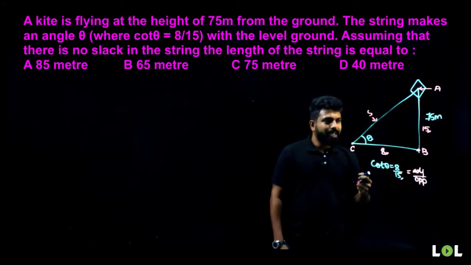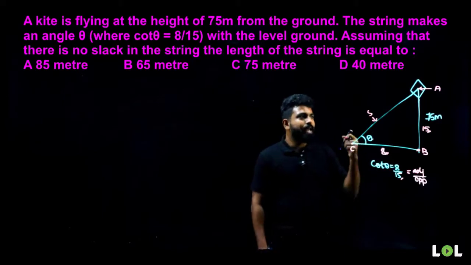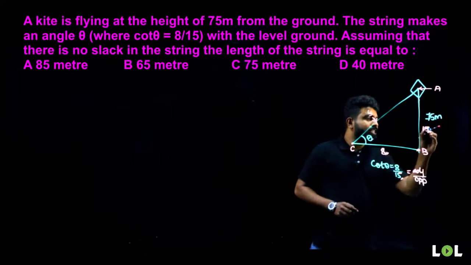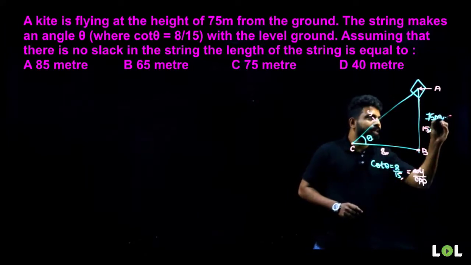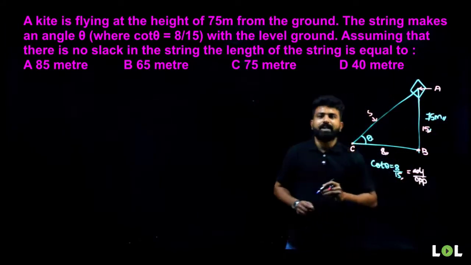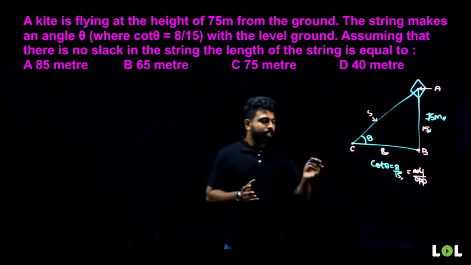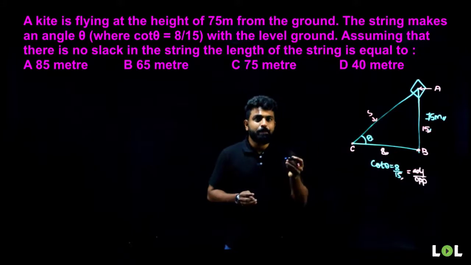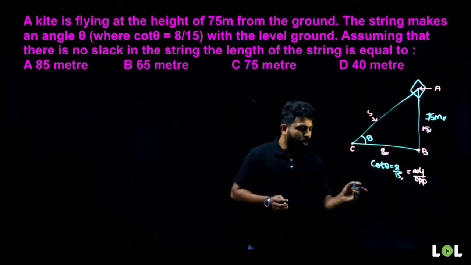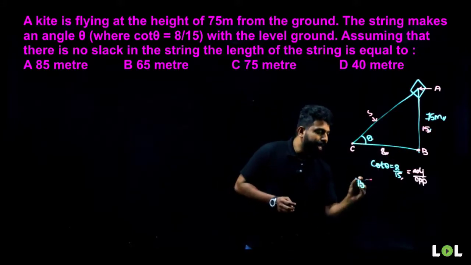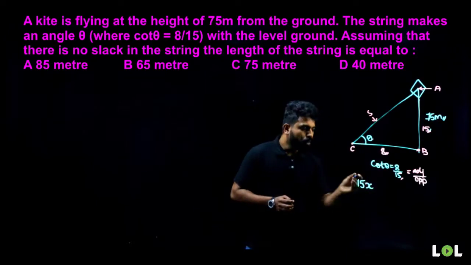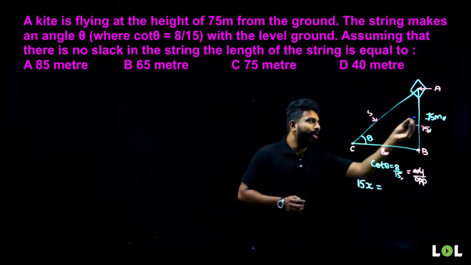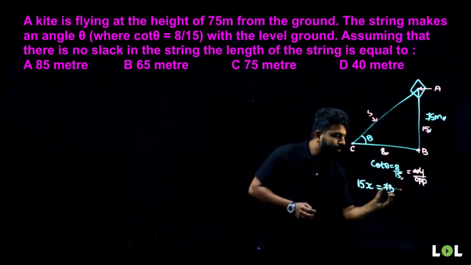So now what are they telling? They're telling us to find out the length of the string here. So look at this. They've given the ratio as 15 and the actual value as 75. How do we convert a ratio into actual value? By multiplying it with its HCF. So what will be the HCF here? I'll consider my HCF as X. So the ratio is 15, 15x will be the actual value and that will be equal to 75.